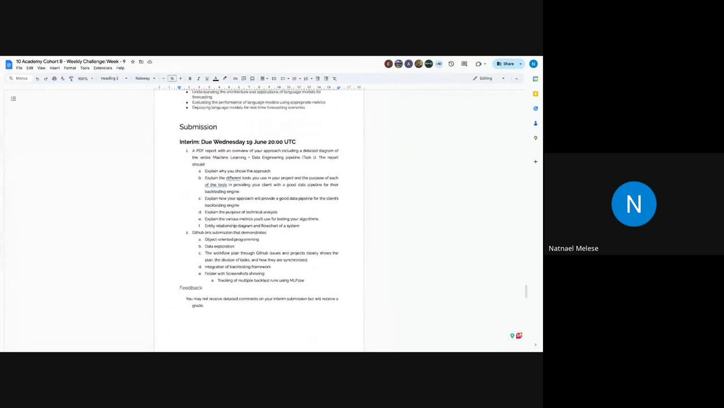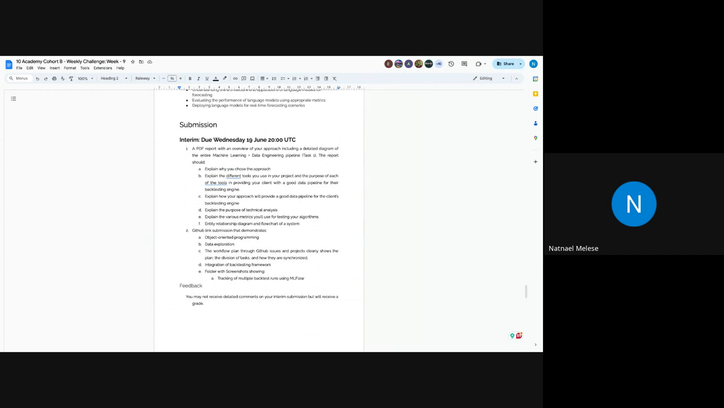I will add the second interim submission detail in the document. So you will have an interim as always on Wednesday, and your interim two would be on Saturday, and the final submission will be on Wednesday, 26th of June. So make sure to work well in your groups and make sure to understand each concept.